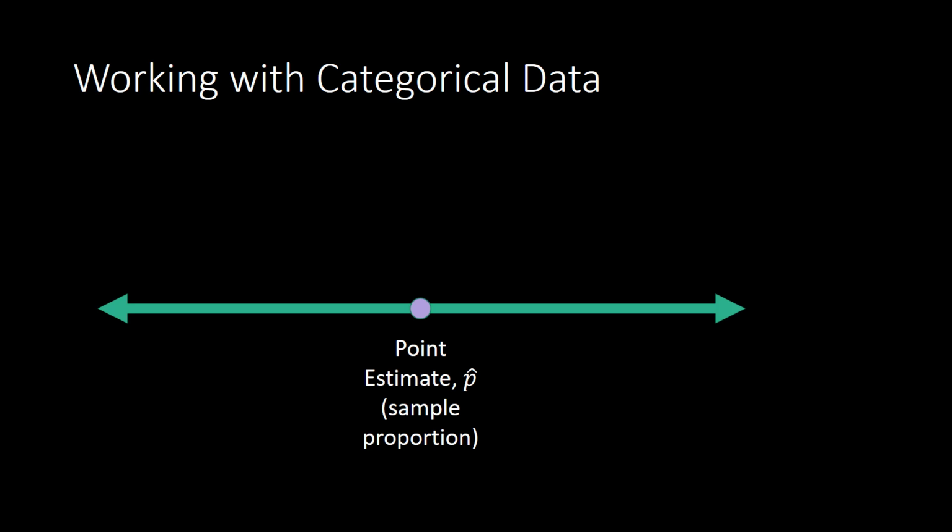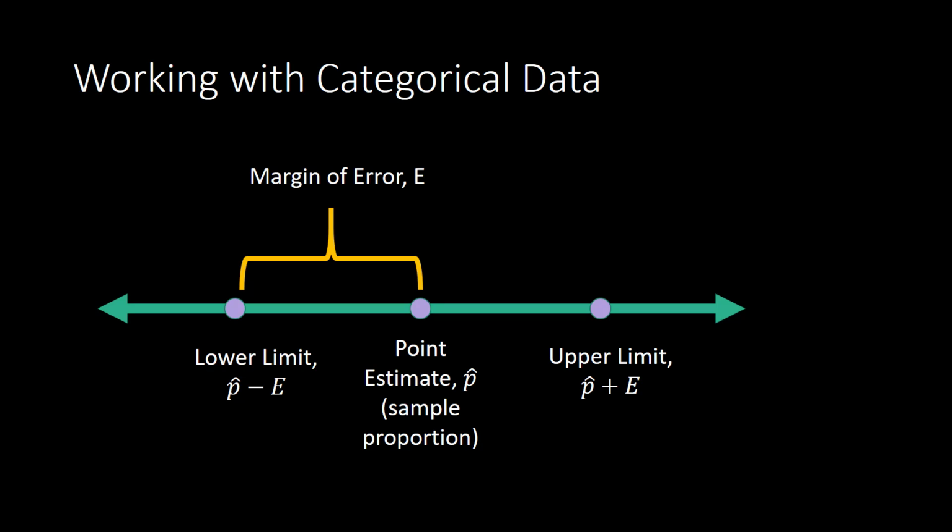Let's see what a confidence interval looks like with categorical data. In the center is the point estimate, and for categorical data, that is the sample proportion, which is represented by the symbol p hat. The lower limit can be calculated by subtracting the margin of error E from the point estimate p hat. Likewise, the upper limit can be calculated by adding the margin of error to the sample proportion p hat. The distance from the lower limit to the point estimate p hat is called the margin of error, and that is the same distance from the point estimate to the upper limit.